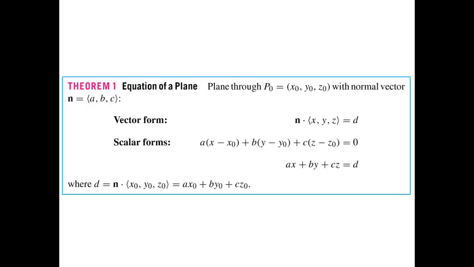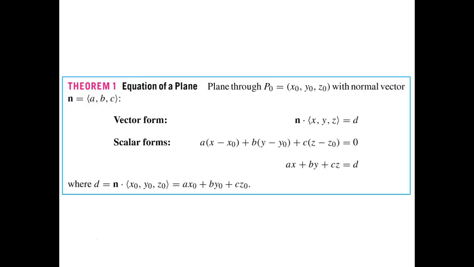a times x minus x0, that's the vector from P0 to some point P in the plane. So this product plus that product plus that product is equal to 0. That basically is saying the normal vector dotted with any vector in the plane has to be perpendicular, orthogonal to each other, so it has to be 0. Or another way of saying that is ax plus by plus cz is equal to d. Same thing we got down here and here.